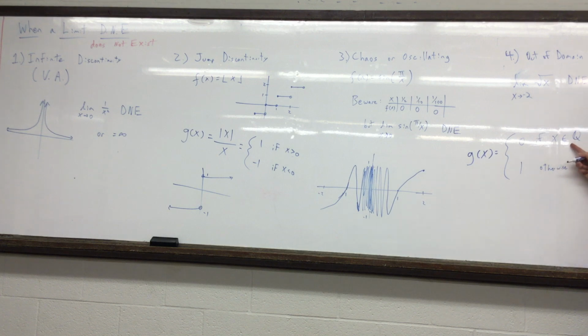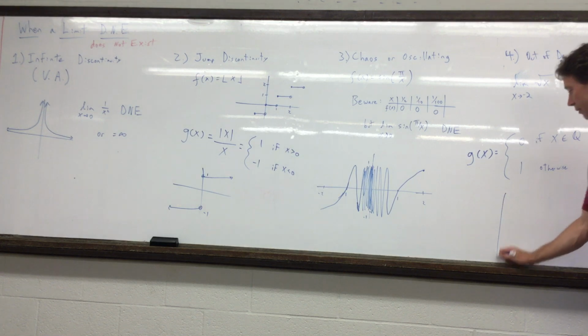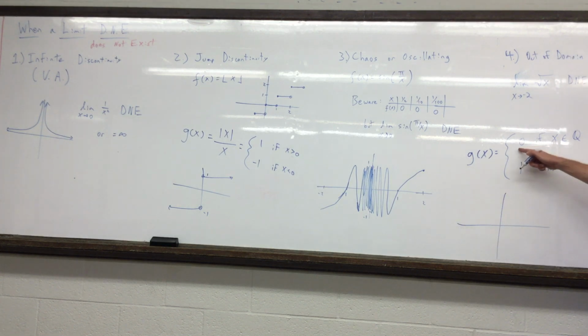Do you guys remember this symbol, bold Q? You might not even have seen it. This means rational numbers. So if x is a rational number, then g of x should be 0, and g of x should be 1 if x is an irrational number. What is that graph going to look like? Well, we can plot some points to start. Let's put 1 here on my axis.